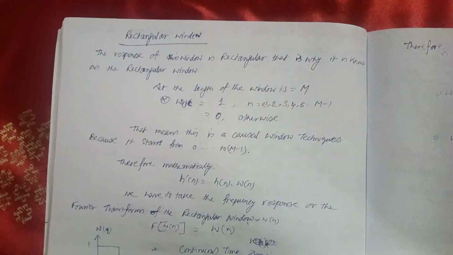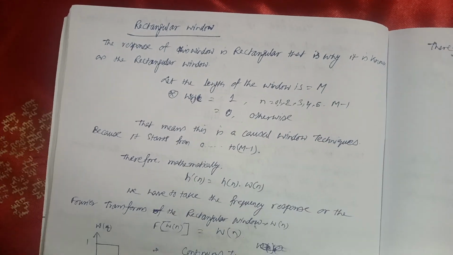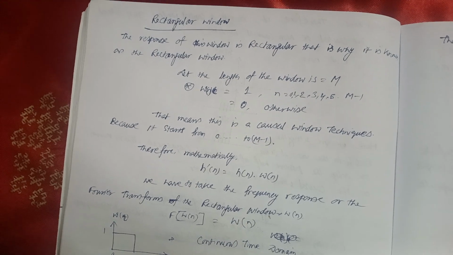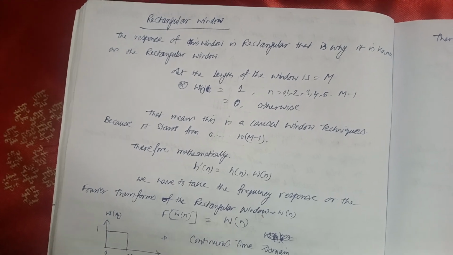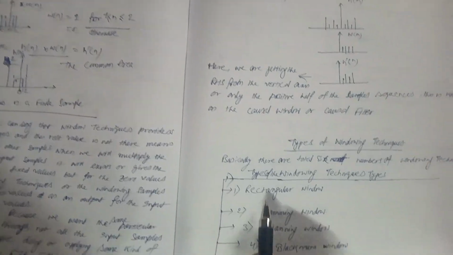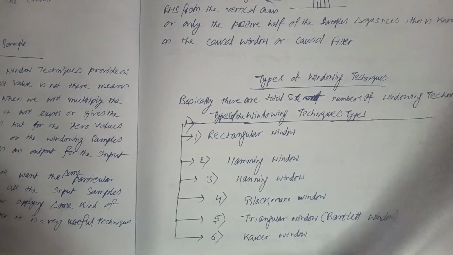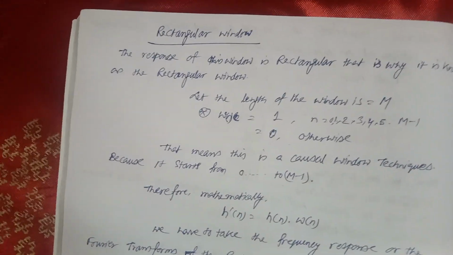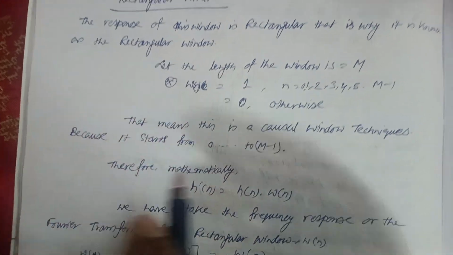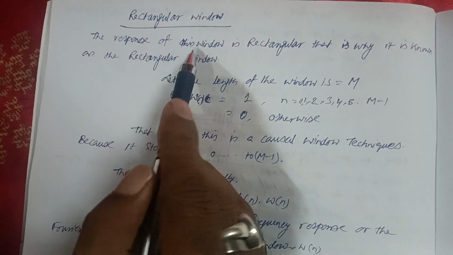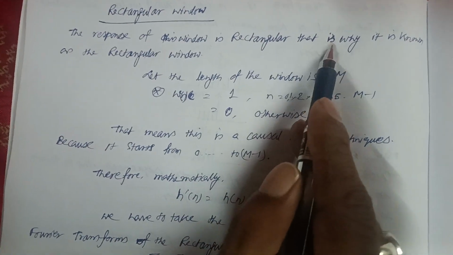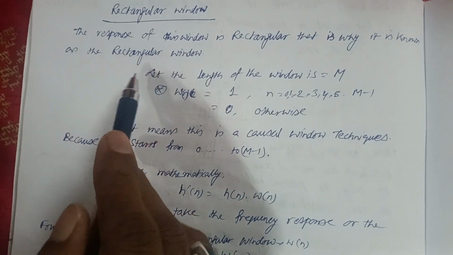Now, among all the other window techniques, as I explained today in this video, we are going to discuss the first one. Previously I talked about the rectangular window among these window techniques. So first of all, today we are going to discuss the rectangular window. The response of this window is rectangular, and that is why it is known as the rectangular window.